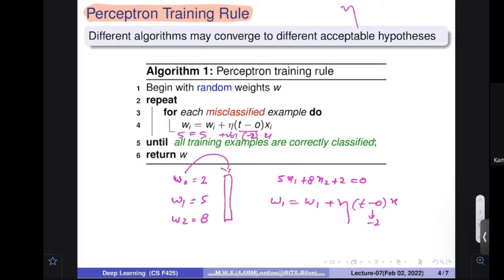Everybody understand this, how I updated the value of w? Yes or no? Yes? Okay, great. Please focus. If you have any confusion, please ask.